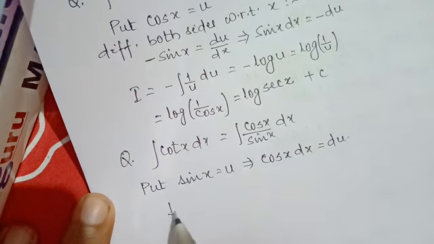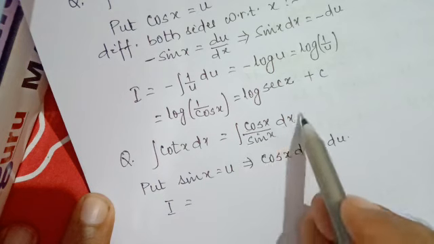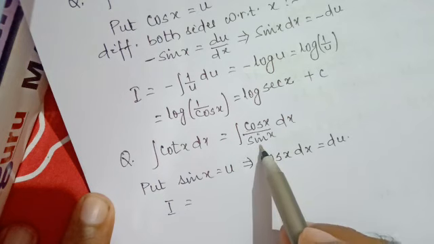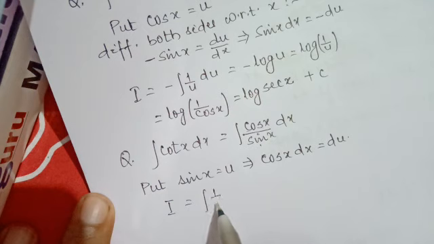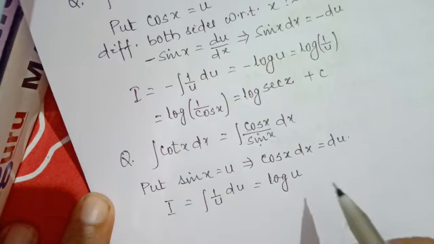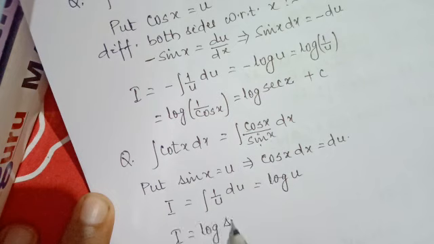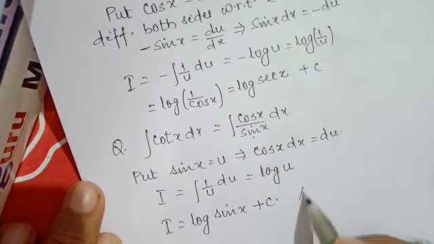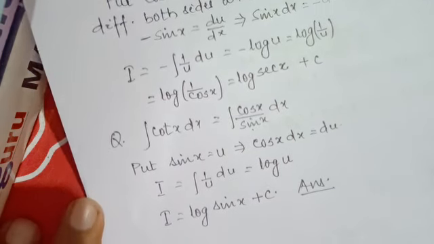Now the integration. See, cos x dx is du and this is u. So the integration is 1 by u du, and the integration of 1 by u is log u. So log u. Write down the value of u. Then the integration becomes log sin x plus c. So this is your result. In this way we substitute the term.